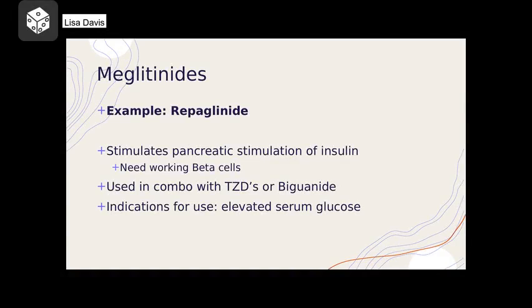Our next class is the meglitinides. Our example drug is repaglinide. So this next oral anti-diabetic medication works by stimulating the pancreas to secrete insulin. So again, if we are stimulating the pancreas to secrete insulin, I need working beta cells. So we're only talking about type 2 diabetics with this medication.